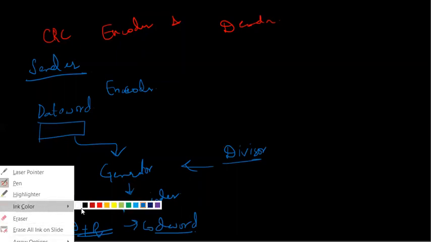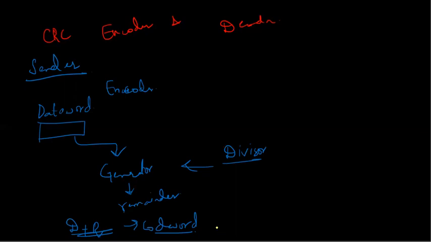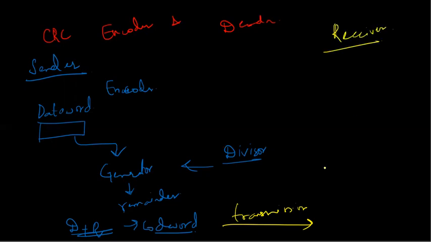Now this is sent to the receiver along a transmission line. So here I am now writing the receiver side. In the case of the receiver, we have the code word which is received.